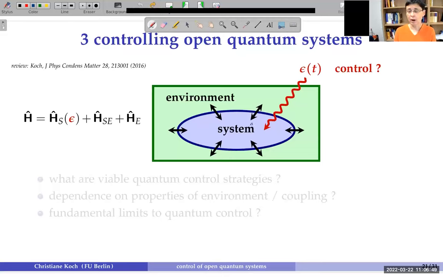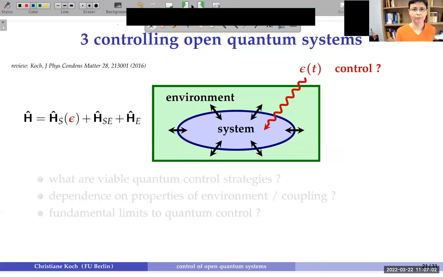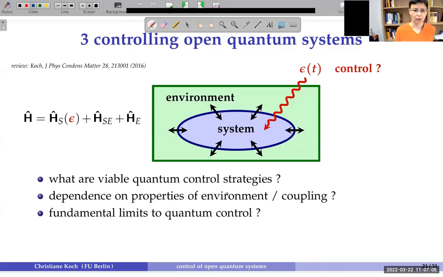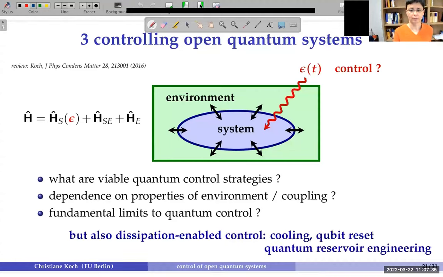And also, what are good strategies? You have some examples, and I'll give you a brief glimpse of the questions that have been asked and answered, but there's still no general picture. In particular, what are viable quantum control strategies and how they depend on the properties of the environment and on the properties of the coupling between the environment and the system are not yet known. And as I alluded to already, because we are only controlling a subset of degrees of freedom, there are certain things which we cannot control. And even these fundamental limits are not fully clear yet.